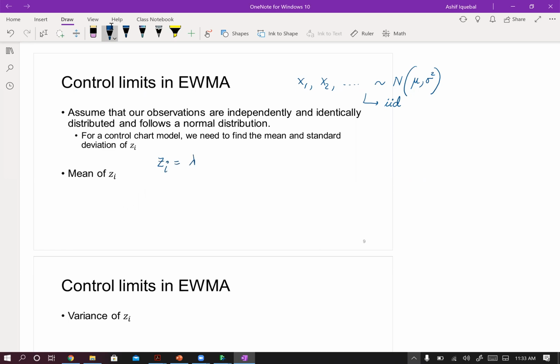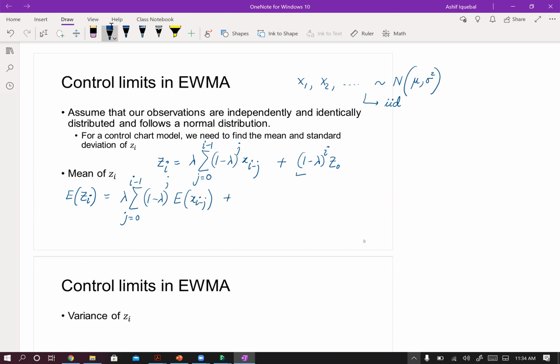Zi is equal to lambda times the summation of (1 minus lambda) to the power j times x(i minus j), j equals 0 to i minus 1, plus (1 minus lambda) to the power i times z0, right? Now, if I want to write down the expectation of Zi, lambda is a constant, right? So I can take out lambda, and (1 minus lambda) to the power j is also a constant. So I can just write this as (1 minus lambda) to the power j, and then I have the expected value of x(i minus j). Makes sense? I have taken out all the constants because the expectation of a constant is just a constant.